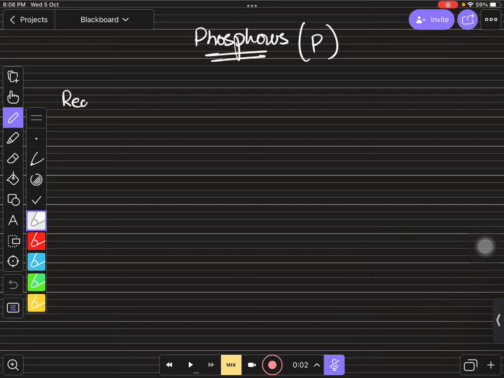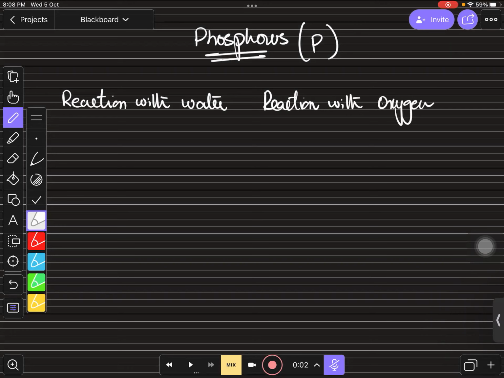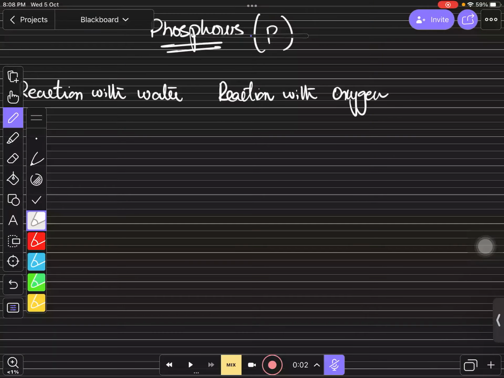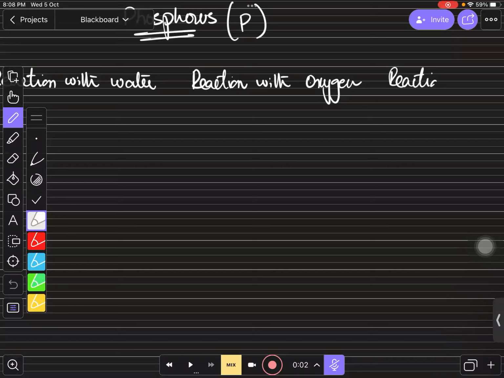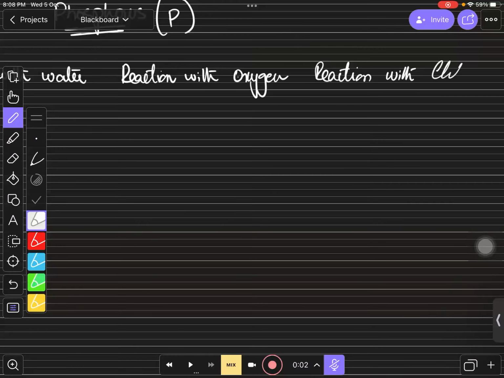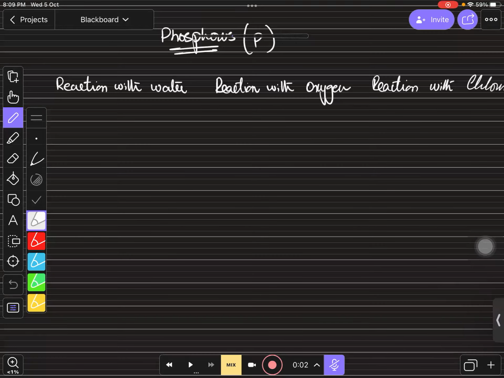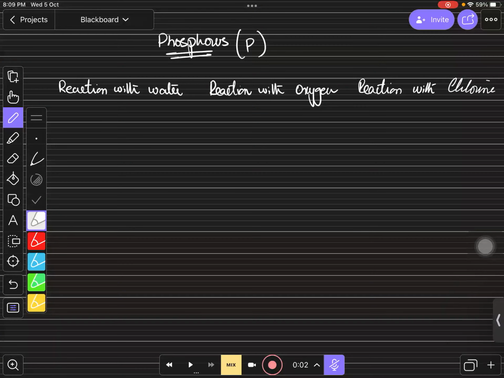So first of all, I need to write over here the reaction with water, and then we did with oxygen as well. And at last we did a reaction with halogens, especially chlorine. So over here as well, we will react it with chlorine, reaction with chlorine. So these three reactions of phosphorus we need to discuss in today's class. So let's start with reaction with water.